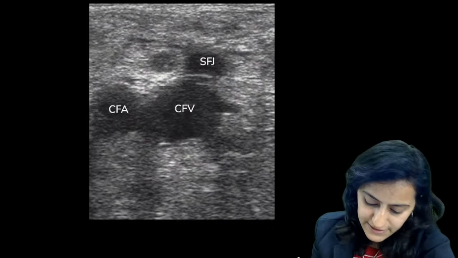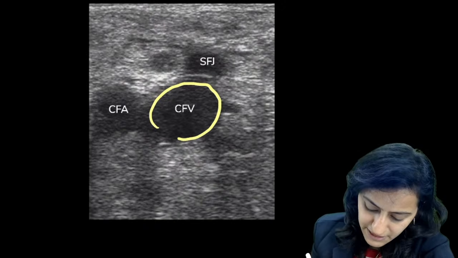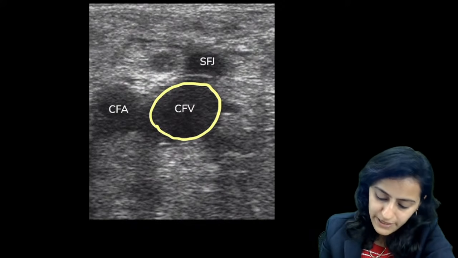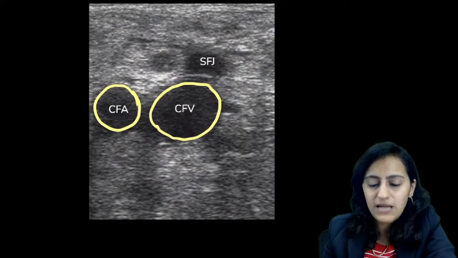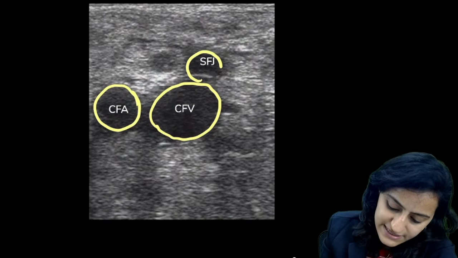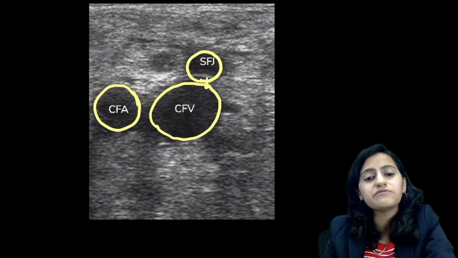So what do we have is the larger one is the vein. That is the common femoral vein. Next to the vein we have the artery. Okay, that's the femoral artery. And we have the great saphenous vein which drains into the femoral vein.